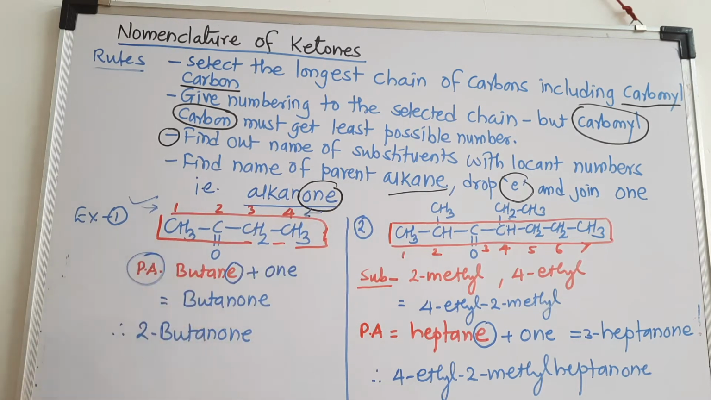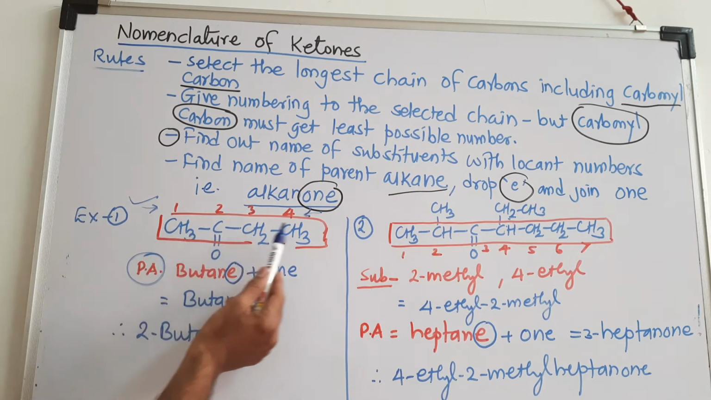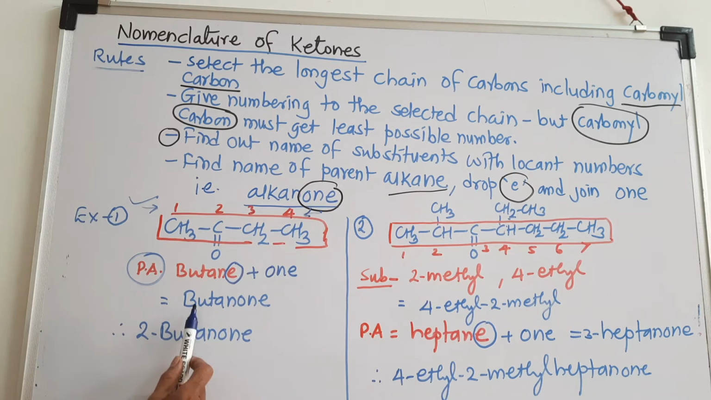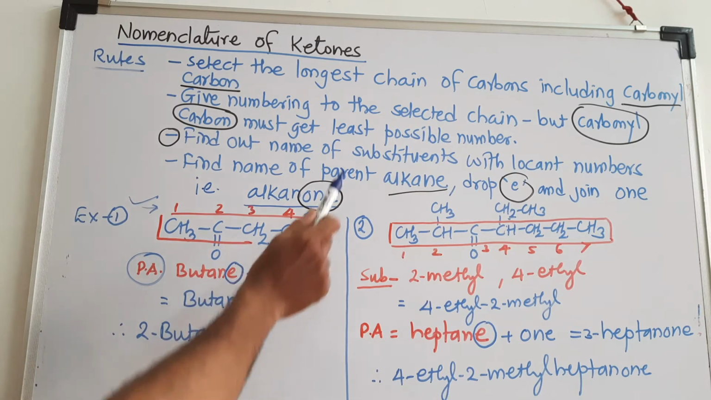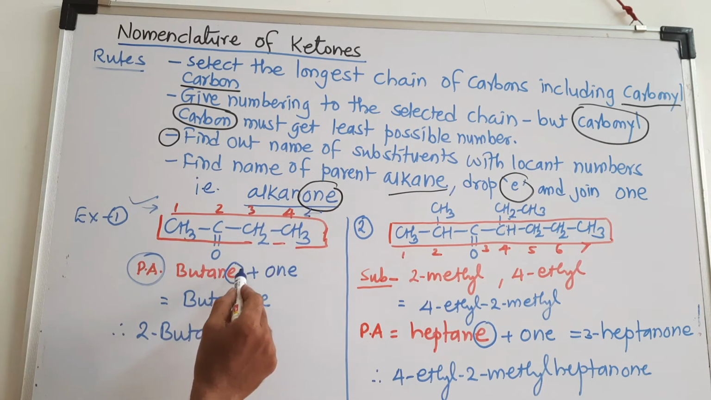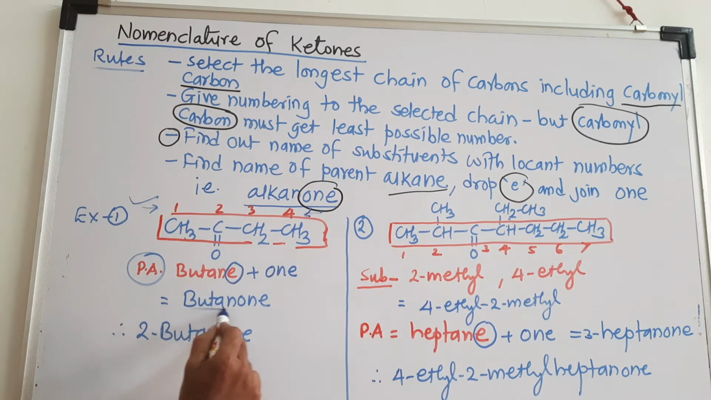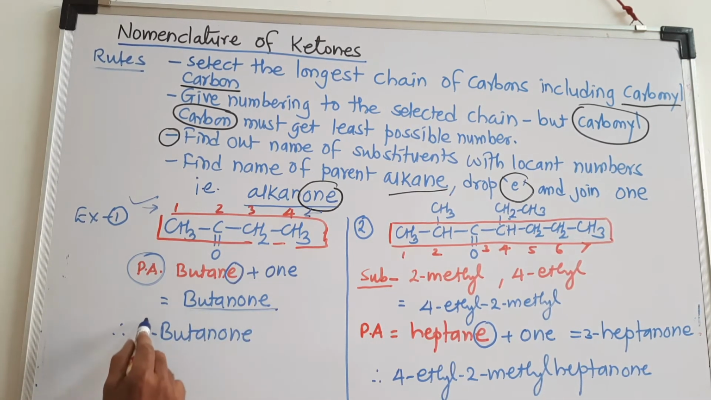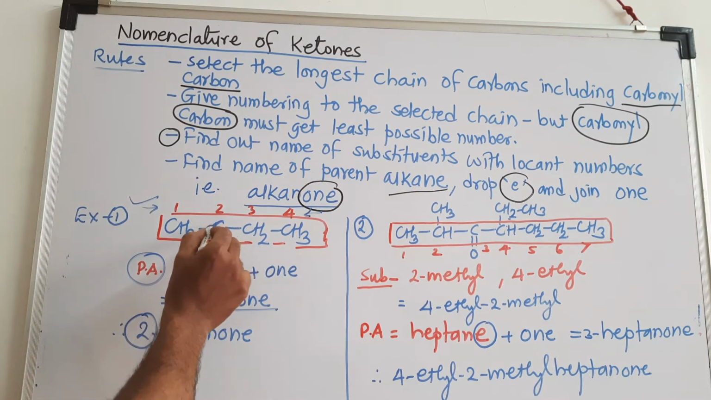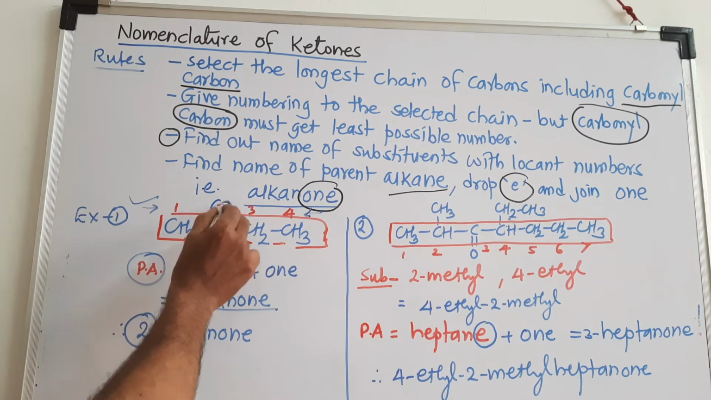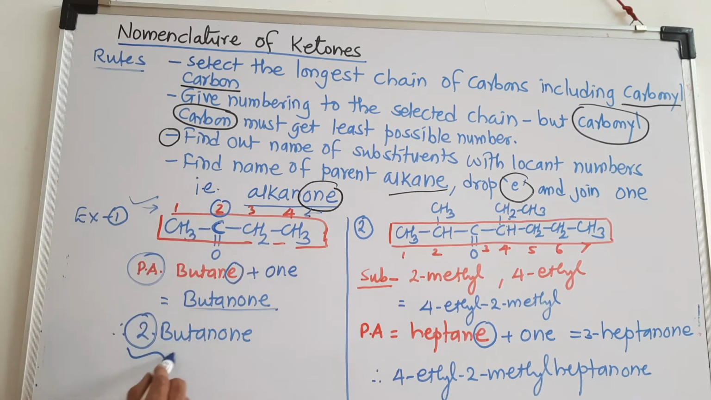What is your next rule? You have to find the parent alkane. Parent alkane means very simple. There are 4 carbons in the selected chain, so the parent alkane is butane. And as per this rule, you have to drop the E from the parent alkane and add ONE, so that becomes butanone. You have to prefix some number. That number is the number of the carbonyl carbon. It is second, it is 2. So the name of this compound is 2-butanone.